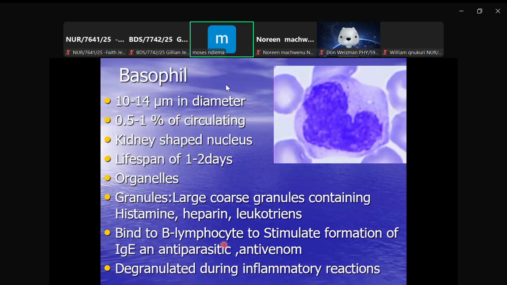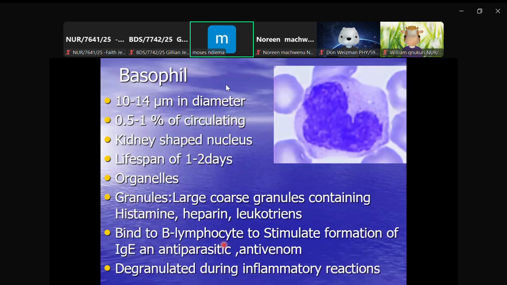Usually the nucleus is kidney-shaped, like what we are seeing here. Sometimes the nucleus is almost C-shaped, virtually kidney-shaped with the indentation. And then it has a basophilic cytoplasm. So the cytoplasm stains with basic dyes. That's why they're called basophils. They have affinity for basic dyes. And a very, very short lifespan, 1 to 2 days.